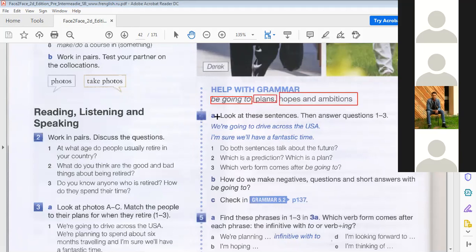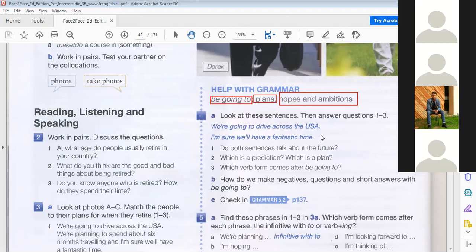Okay, so let's start with the first question here. It says, look at these sentences and answer questions number 1 to 3. So the first sentence says, we're going to drive across the USA. So this is what Ryan said. And then he said, I'm sure we'll have a fantastic time. Now, the first question says, do both sentences talk about the future? Are these 2 sentences in the future or not both of them? What do you think? Yes, both of them. Both of them are in the future? Yes. All right, I think you're right.